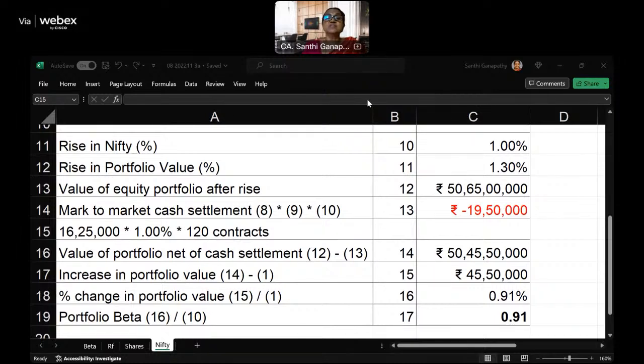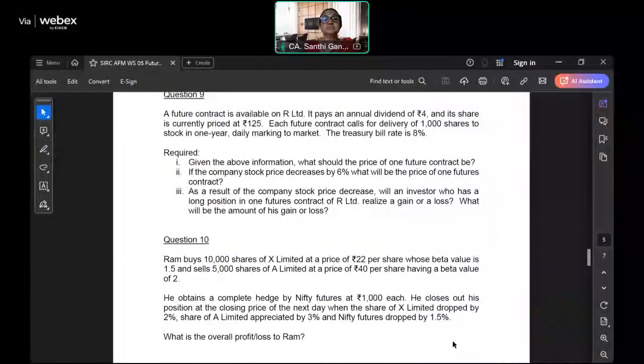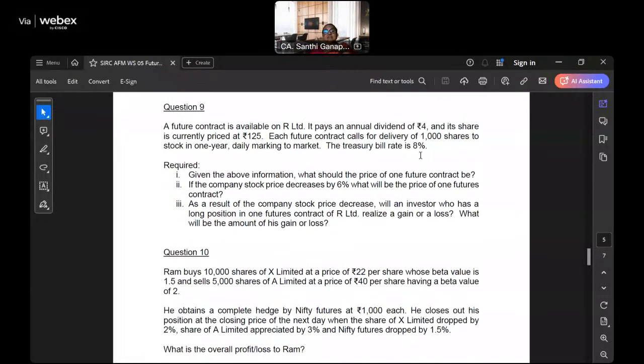So now let's move on to the next problem. A future contract is available on R Limited. It pays an annual dividend of 4. Shares is currently priced at 125. Given the above information, what should be the price of one future contract? Again, same story. You have to compound and find the future value.